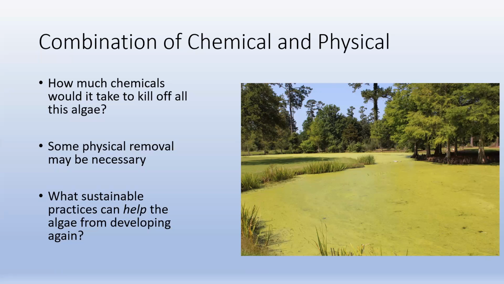So some physical removal may indeed be necessary. It puts a little dent in it. You get some of that material out, so you won't have to solely rely on chemicals. And in all practicality, it's probably going to be a bit of a combination of each, especially if you get to a situation where it's so far off that it needs to be really overhauled. So let's say you are able to put down chemicals, physically remove it, etc. The question is begged: what sustainable practices can help keep the algae from developing once again?